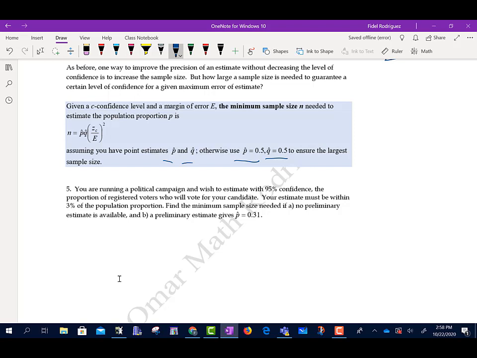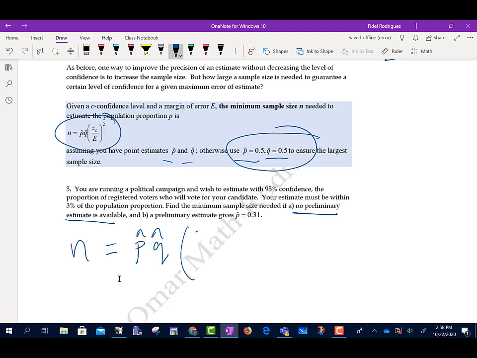Okay, so the first thing I'm going to do is look at this formula. This is what we're going to use. So N equals... look at the first part. It says no preliminary estimates available. When no preliminary estimates are available, these are the values we're going to use for our P hat, Q hat. So I'm going to write down my formula. All right, and now let's see if we can go ahead and do the problem.